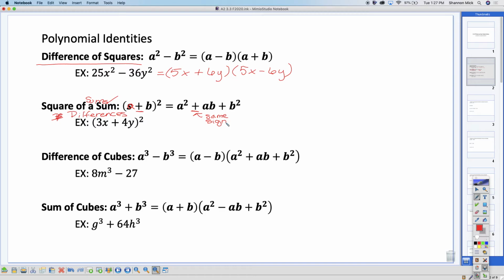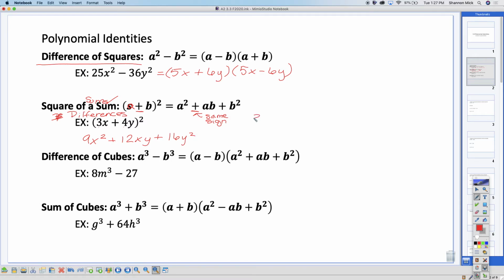So my example is 3x plus 4y quantity squared. So you see the sum, right? The square of the sum. So what's it tell me to do? A squared, so I get 9x squared. Then what? Same sign, plus 2 times A times B. So 2 times 3 is 6, times 4 is 24? No, 2 times 3x times 4y, that's 24xy. Plus B squared, which is 16y squared.